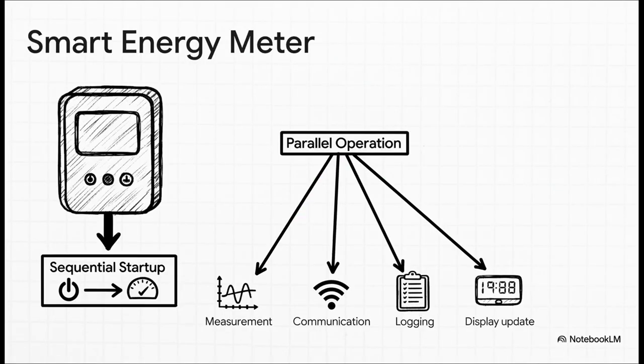Let's take a smart energy meter, for instance. Perfect example. When you first power it on, its startup is super strict and totally sequential. It has to initialize its parts, then it has to calibrate itself. Order is crucial. But once it's up and running, it's a parallel powerhouse. It's measuring your energy use, talking to the grid, logging data, and updating the little screen, all at the same time. Because at that point, speed is what really matters.